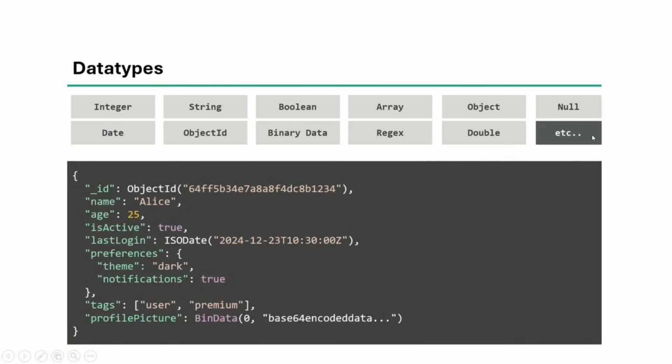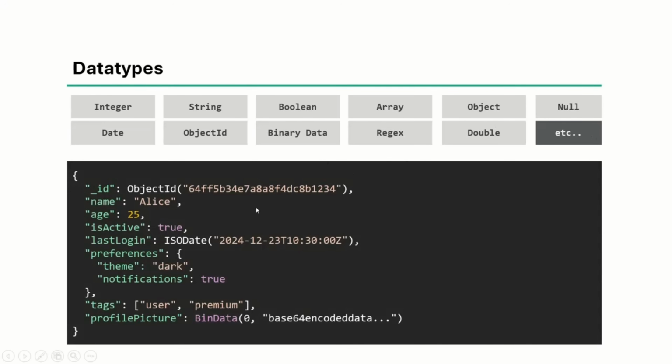So, for example, in this document, you can see this underscore ID field is assigned an object ID. This name field is assigned a string value. This age field is assigned an integer value. This isActive is assigned a boolean value. This lastLogin is assigned a date value. You can see this ISODate, which signifies that the value assigned to lastLogin is a date value.